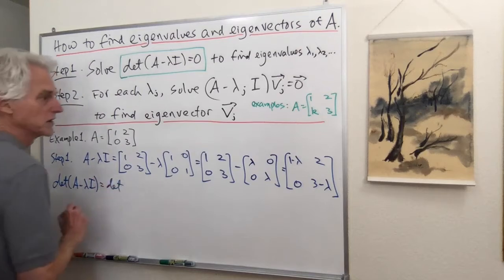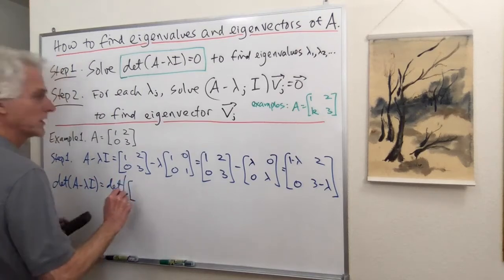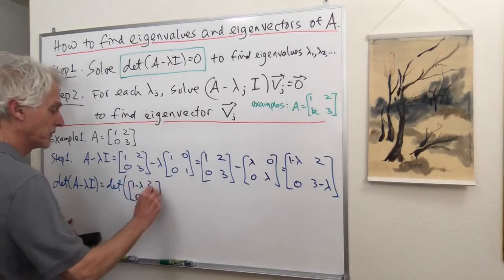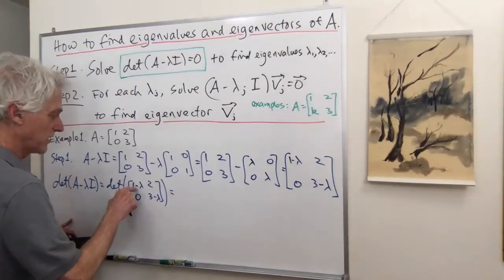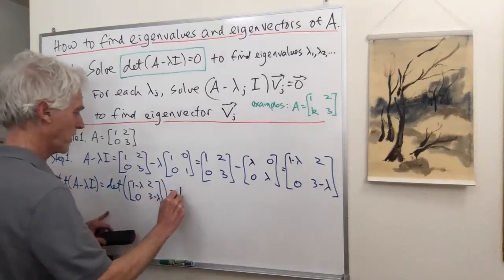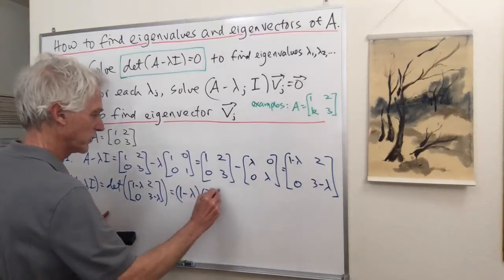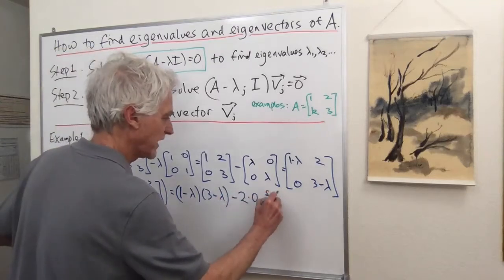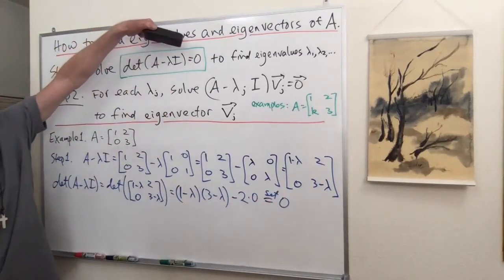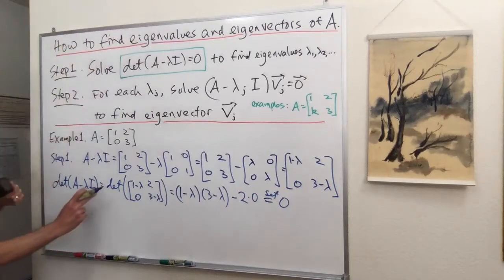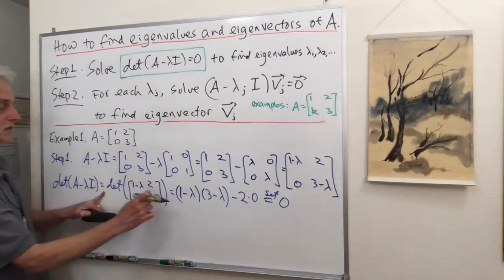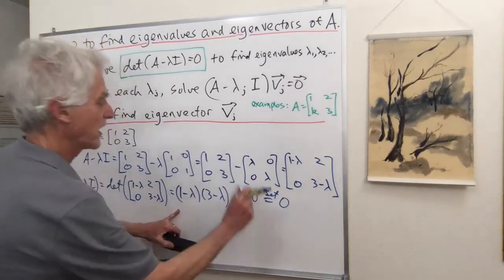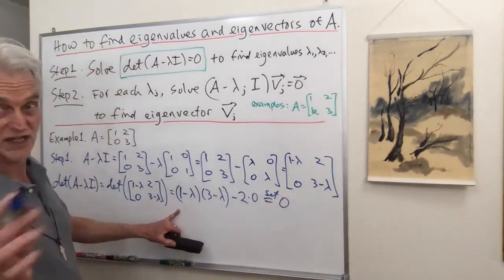It's going to be the determinant of the matrix 1 minus lambda, 2, 0, 3 minus lambda. And then I'll do the A times D minus B times C. I get 1 minus lambda times 3 minus lambda minus 2 times 0. And I'm going to set that equal to 0. That's the characteristic equation. These two equals are just how to compute the determinant of A minus lambda I. Actually, it's not quite simplified, but setting it to 0 is the characteristic equation.